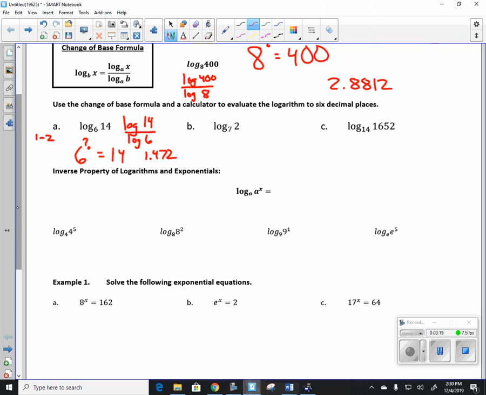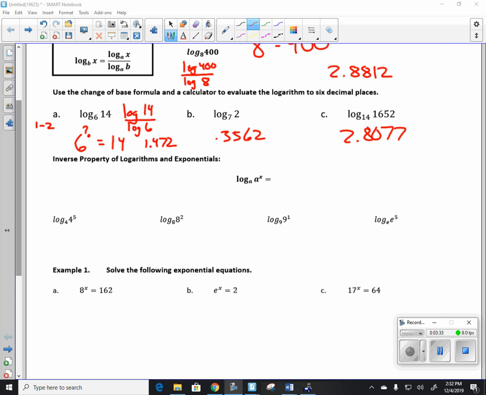Using your phone or your calculator, whatever you have, see if you can come up with the decimals for B and C. Since we're not all using TIs, I want you to use whatever device you have to see if you can come up with the right decimals for B and C. Go.